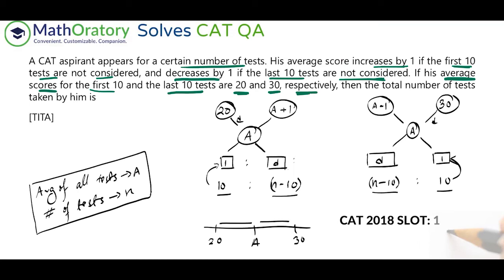Now this difference and this difference are equal. So the net difference is 10. So this should be 5 and 5, right? So a should be 25. So we can figure this out very quickly.